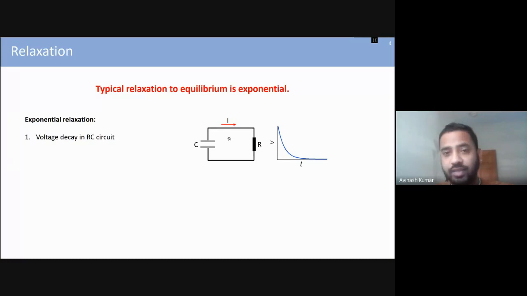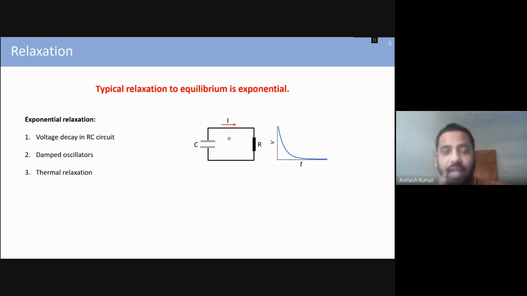In an RC circuit, then you would see an exponential decay. Other examples of exponential relaxation include damped oscillators and thermal relaxation of a body which is cooling or heating to its surrounding temperatures. But the thing is that not all the decays in nature are governed by exponential laws.